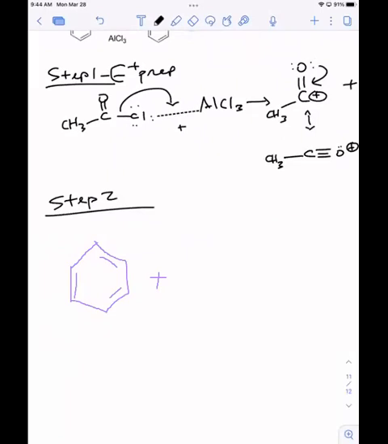And you can start with either one of those cations. It doesn't matter. But realize that it's the carbon that's going to be attacked, not the oxygen. So if you start with the second one, even though the oxygen has a plus charge, it's not electrophilic. It's the carbon that's the electrophile.